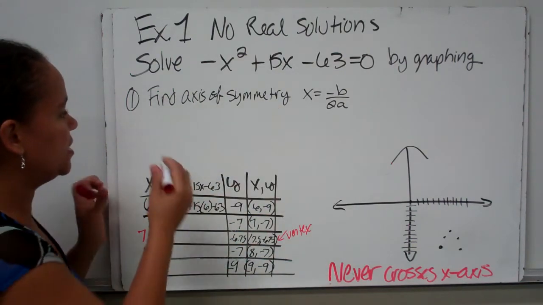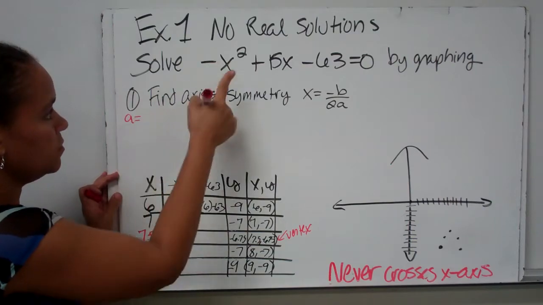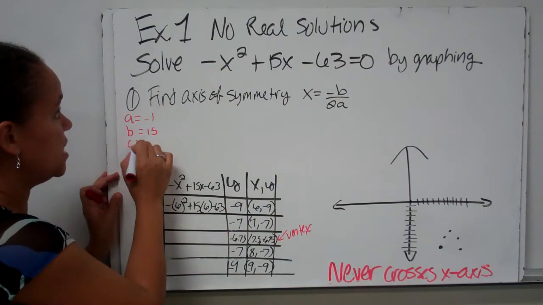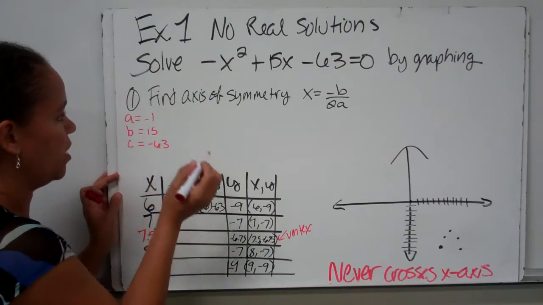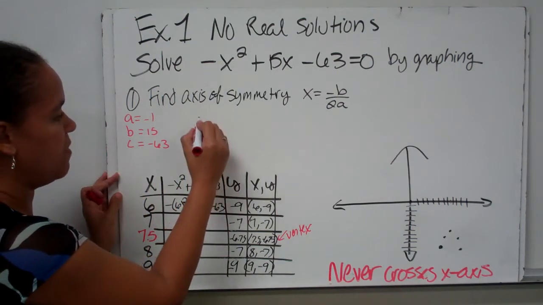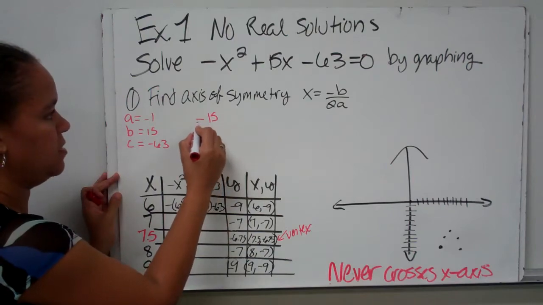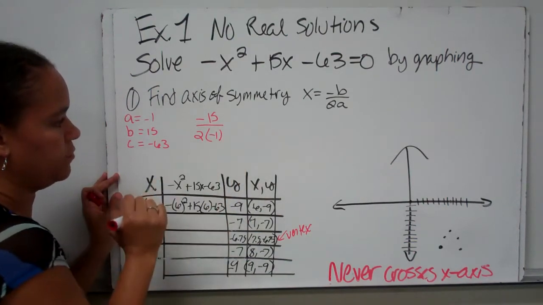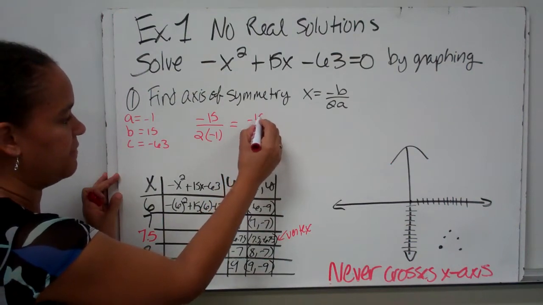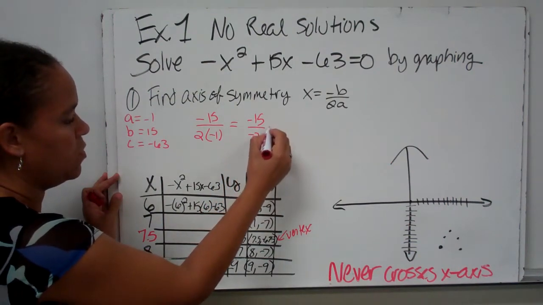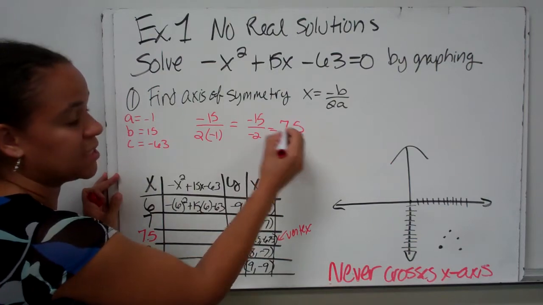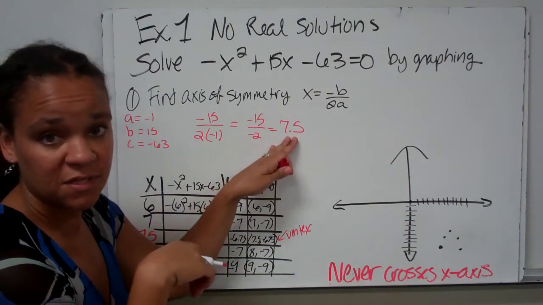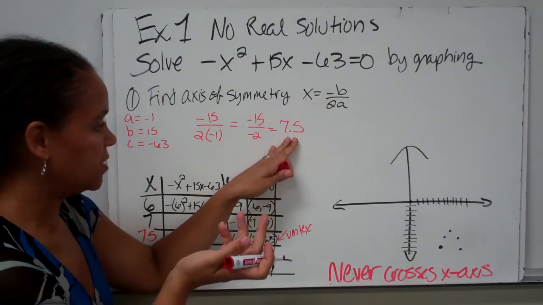That's the first thing that we do. So remember, a is equal to negative 1, b is equal to 15, c is equal to negative 63. So we want to find negative b over 2a, or negative 15 over 2 times negative 1, which would be negative 15 over negative 2, which would of course be positive 7.5. So I found my axis of symmetry, the x value of my vertex.